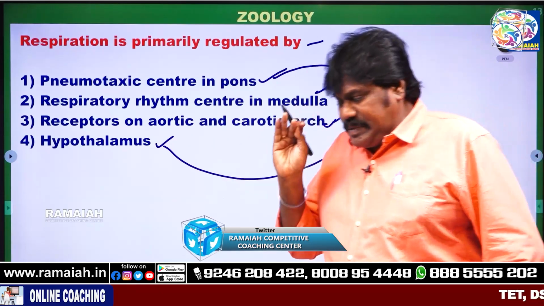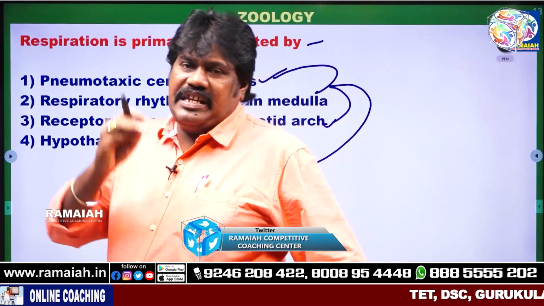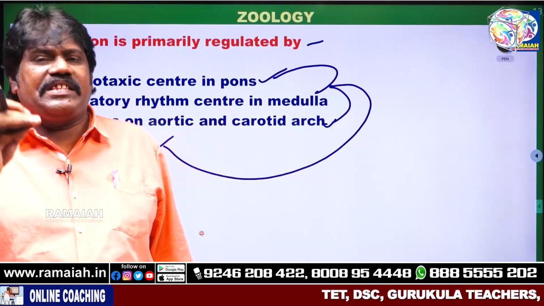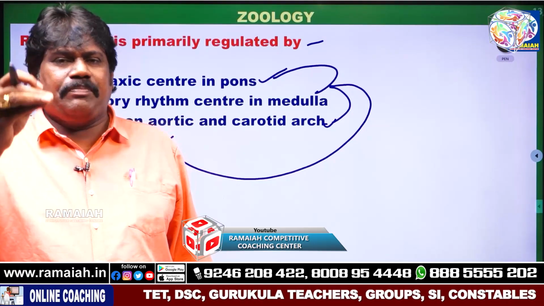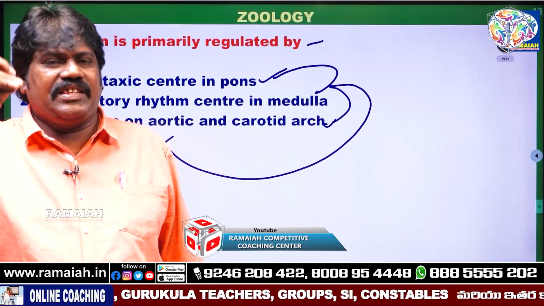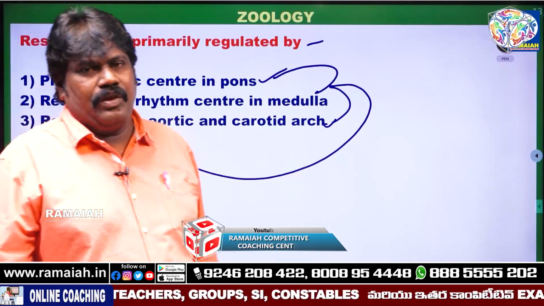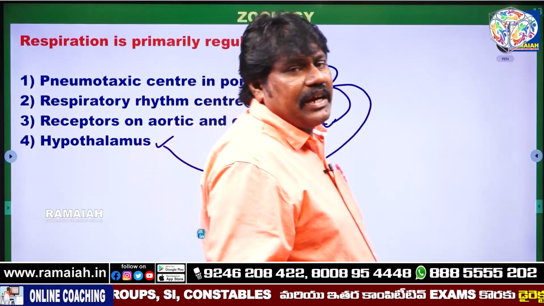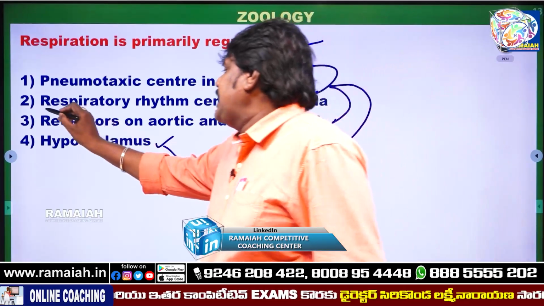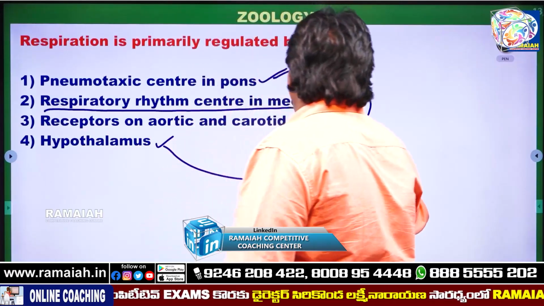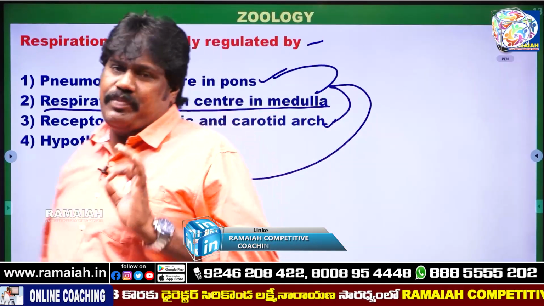That's why respiration is controlled by the respiratory rhythm center, which is present in the medulla oblongata. The medulla oblongata is the last part of the brain. The medulla oblongata controls respiration. So the right answer is the respiratory rhythm center in the medulla in the respiration process.